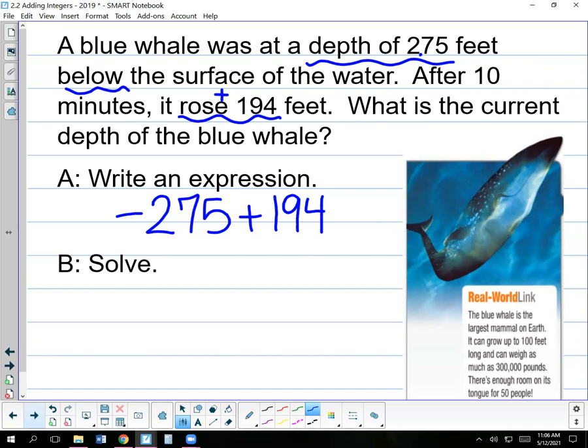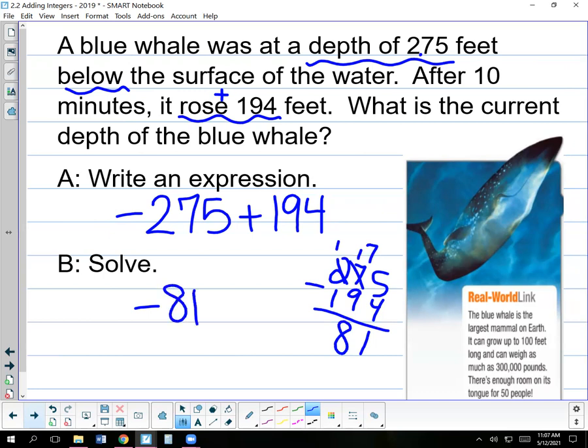Then solve it. So where is the blue whale at? It had better be underneath the water, first of all. It had better be negative. Yes, it would be, right? And by how many? Well, I would have to take 275 minus 194, and then negative whatever you get, which is 81. The answer is negative 81 feet. You could technically write 81 feet below the surface, but as an integer, it would be negative 81 feet.